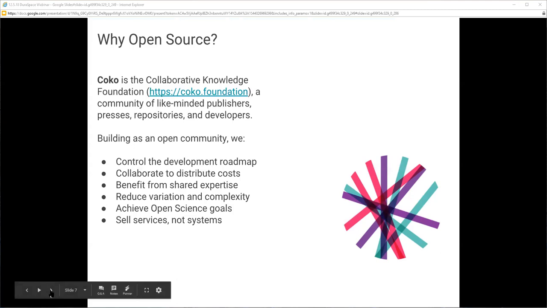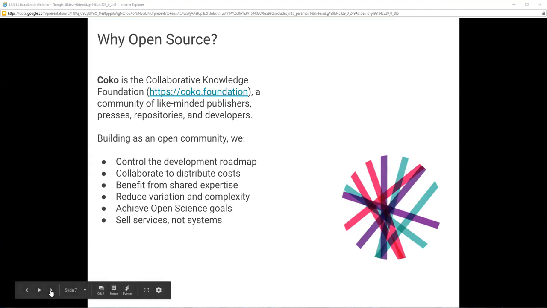So we don't feel like it's necessary for every journal that we run to have its own bespoke editorial workflow. Sometimes it's better for the authors, for the editors, and also for the production team to have some uniformity across the journal. So by working together, we can try to find ways to make editorial workflows more uniform.